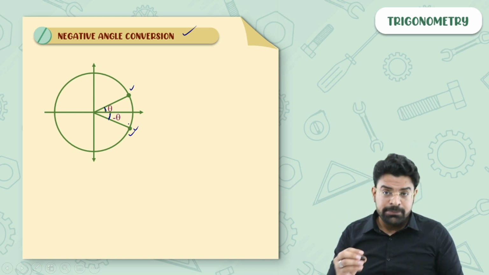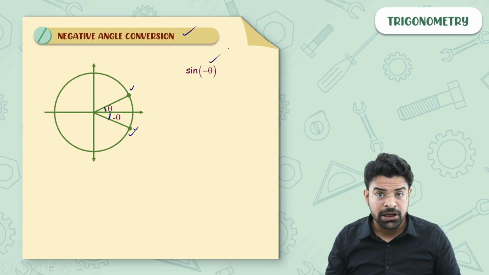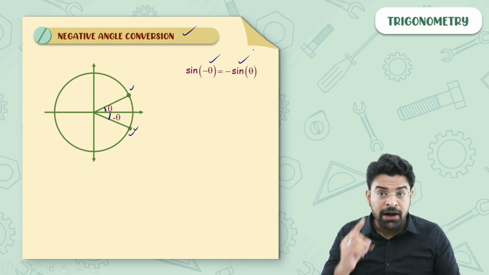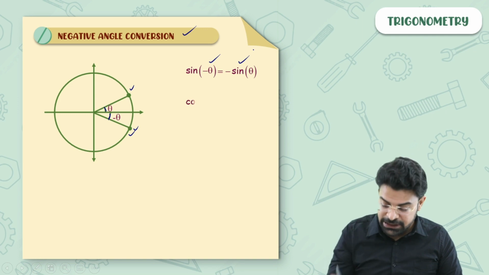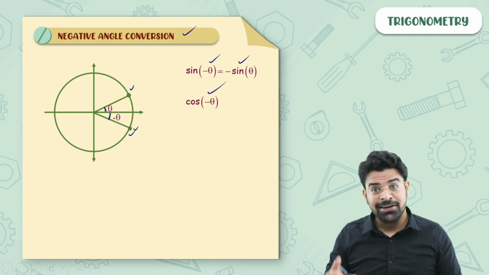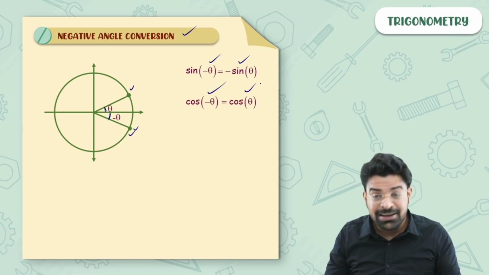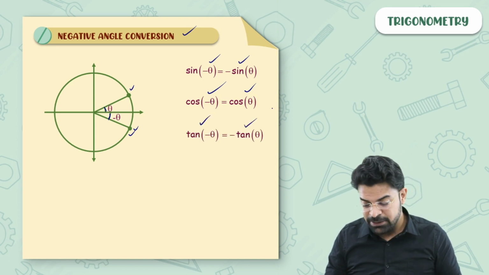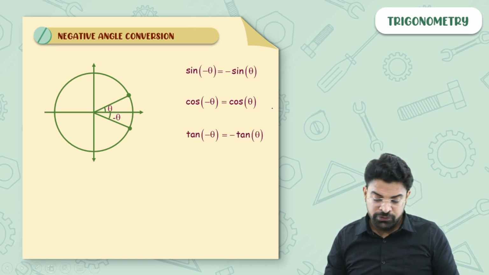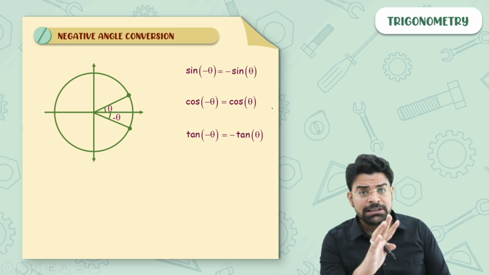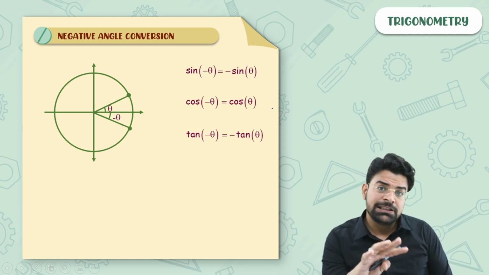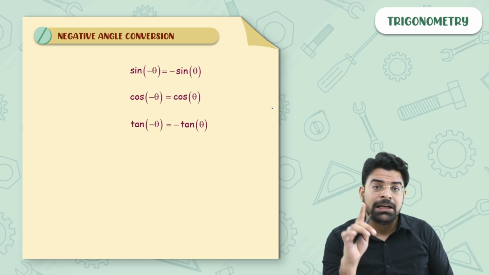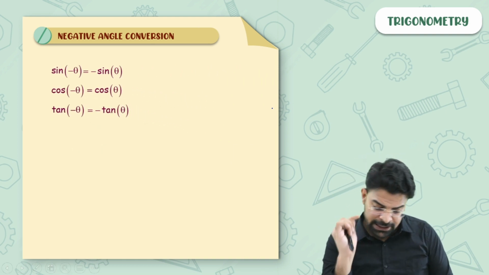So beta, it's simple to remember. Sine of minus theta is same as minus sine theta. Why? Because in fourth quadrant, sine is negative. Cos of minus theta is same as cos theta. Why? Sir, in fourth quadrant, cos is positive. Tan of minus theta is same as minus tan theta. So we need to remember sine of minus theta is minus sine theta, cos of minus theta is cos theta, and tan of minus theta is minus tan theta.